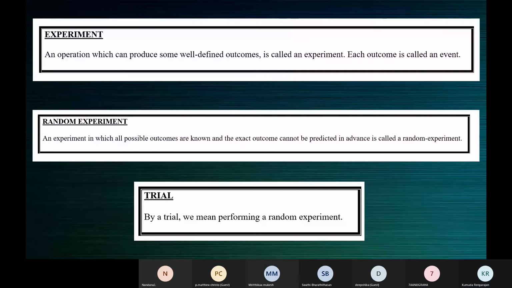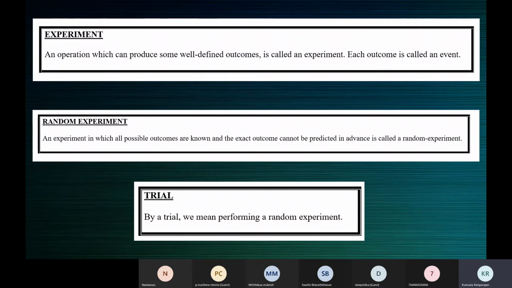Now say I toss a coin, or I roll a die. D-I-E, die is singular; D-I-C-E, dice is plural. I roll a die. This is an operation, meaning a particular activity. Operation is an action, an act of doing something. What am I doing? I'm taking a die and I'm rolling it.